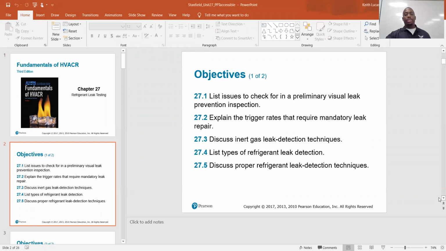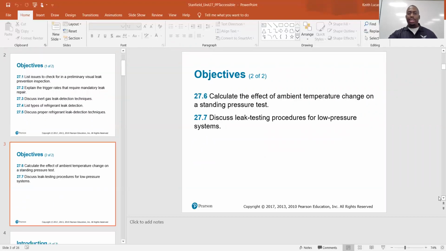The objectives of this chapter are: list issues to check for in a preliminary visual leak prevention inspection, explain the trigger rates that require mandatory leak repair, discuss inert gas leak detection techniques, list types of refrigerant leak detection, discuss proper refrigerant leak detection techniques, calculate the effect of ambient temperature change on a standing pressure test, and discuss leak testing procedures for low pressure systems.